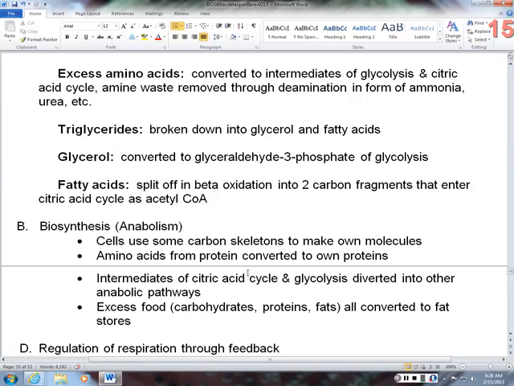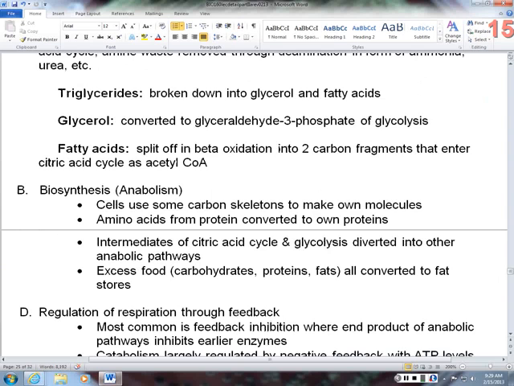Your intermediates of the citric acid cycle and glycolysis, a lot of times before they finish the cycle, they can be diverted off and be used to make other things when the cell needs them. And anything excess that you eat, carbohydrates, proteins, fats, it's all converted to fat stores.